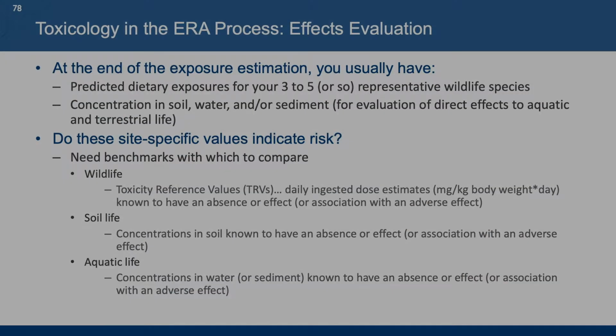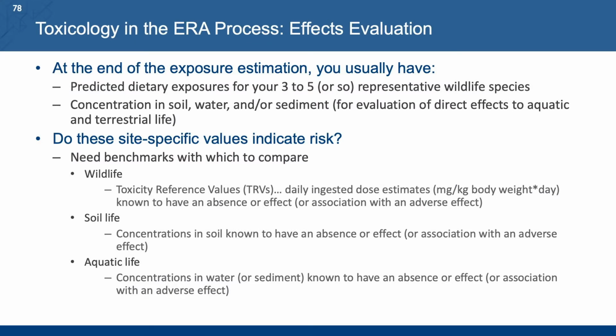So thinking back before the break, Jen showed us the models. Maybe you have a site where you have some tissue data, some measurements in plants or earthworms or fish. You have this exposure information. You can use that to build your usual wildlife dietary exposure models according to the usual ecological risk models that we've been using for the last 30 or 40 years. And at the end of the exposure process, again, you usually have a predicted dietary exposure in your receptor of interest. You have concentrations in soil, water, sediment, surface water. You might be looking at aquatic direct effects, terrestrial direct effects.